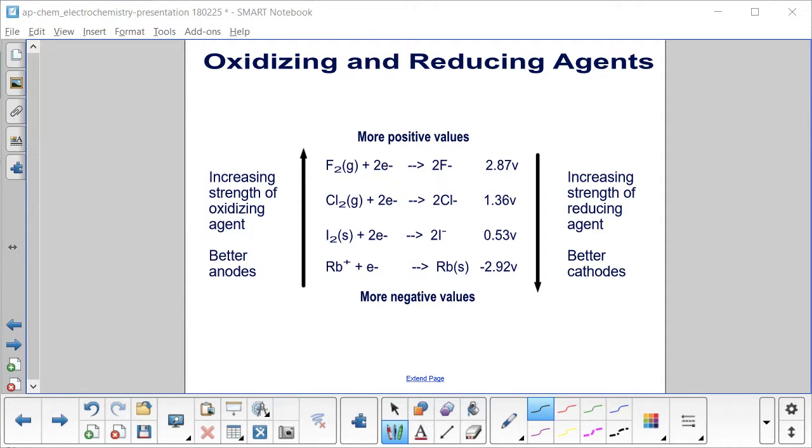So here's a table with some values to summarize the oxidizing and reducing agent strength. Reduction occurs by an oxidizing agent, so the more likely reduction is to occur, the stronger the oxidizing agent. The more likely oxidation is to occur, or the more negative the values, the stronger the reducing agents.